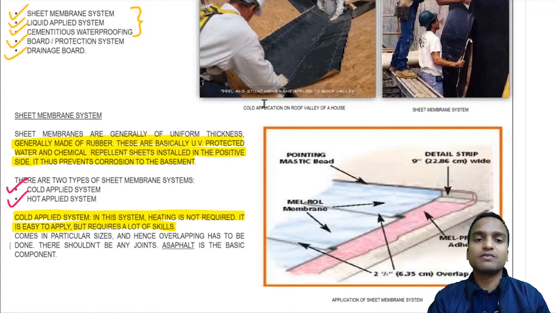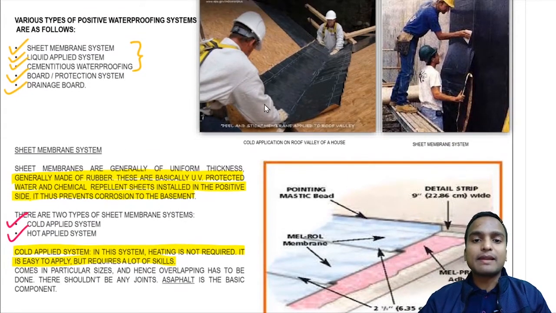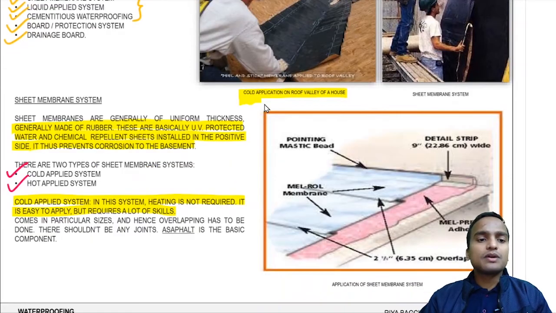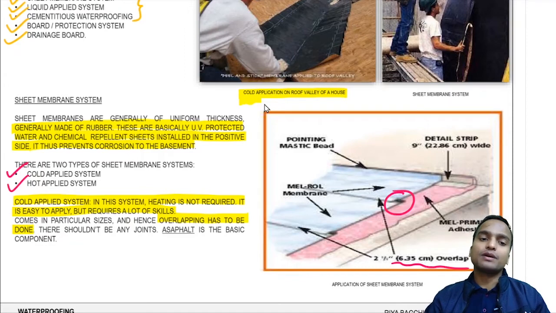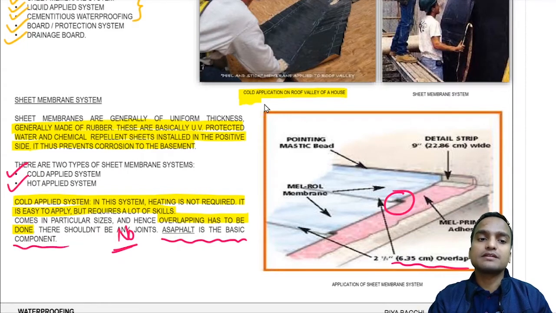You can see in this figure, these people are applying the sheet membrane, and it is cold application on a roof valley of a house. Now it comes in particular sizes, and hence overlapping has to be done. You can see in this diagram, this is the overlapping region. People overlap one membrane over another, and there should be no joints. Asphalt is the basic component here in the case of the cold applied system.